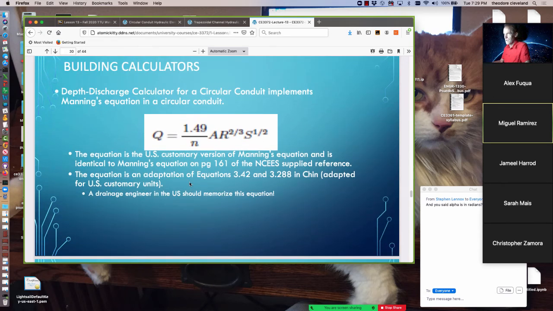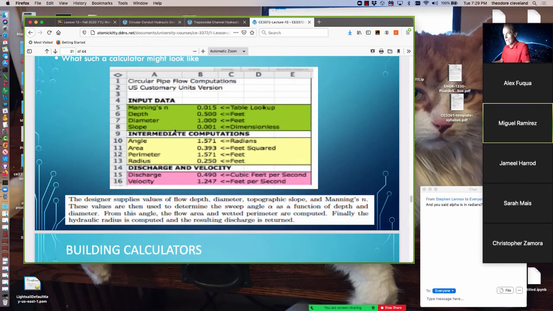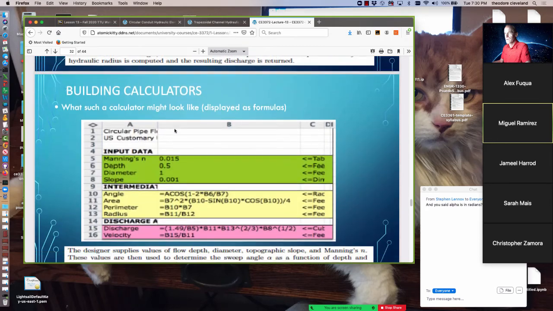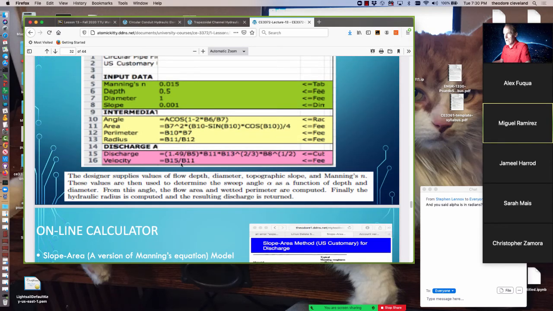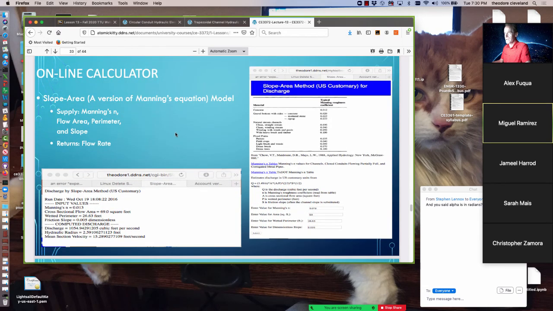Manning's equation, in general, is shown here. Q is 1.49 over n, A, R to the 2/3 power, S to the 1/2 power, where S is supposed to be friction slope, but a lot of times it's the bottom slope. And so a lot of times we are assuming normal flow in order to apply this equation. And the spreadsheet calculator I already showed you. If you're clever, you actually can highlight the various parts of the spreadsheet. And we have an online calculator available for direct application of Manning's equation.